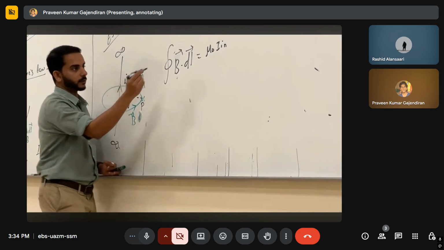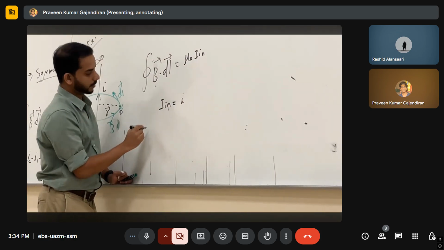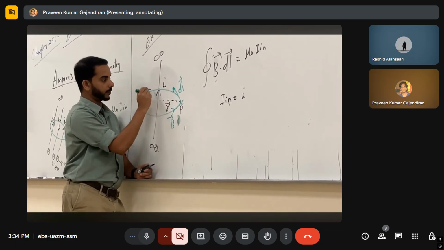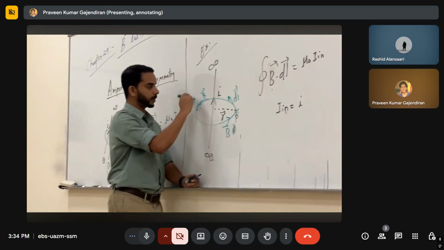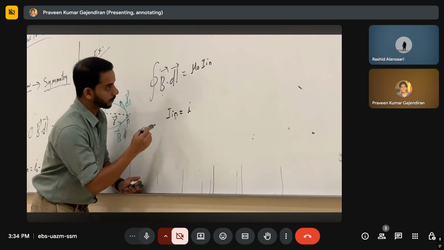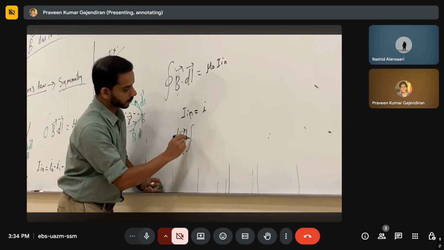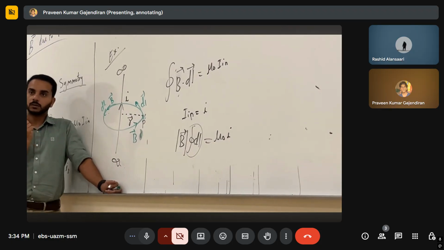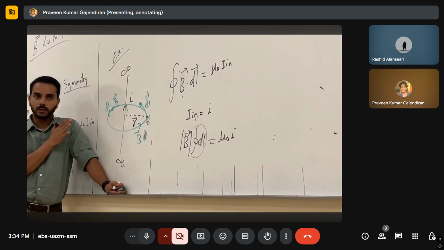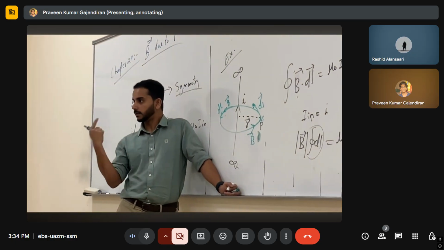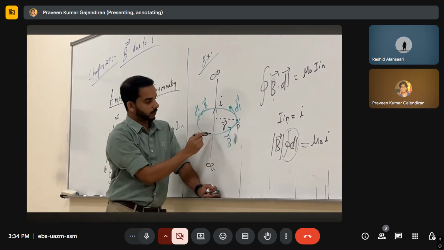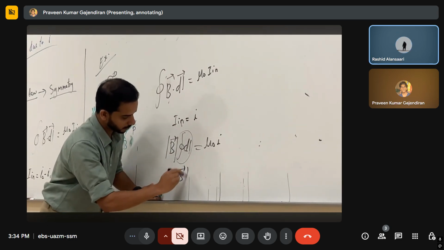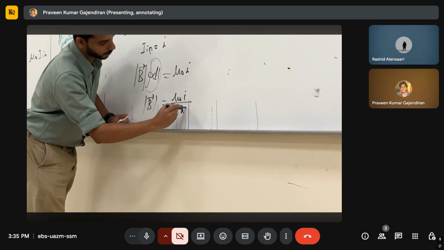In this case you have only one I enclosed. The vector B and dl are parallel, right? Every point on the Amperian loop has B along dl, and it is uniform, so you take B outside and mu 0 I. And what is this dl length? Don't get mistaken with the area or something. In the magnetic field, we always talk about the length. So what is the length of this loop? 2 pi r, right? So B is mu 0 I over 2 pi r.